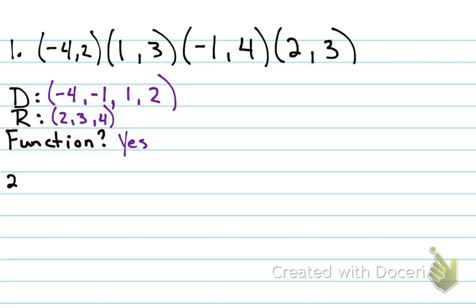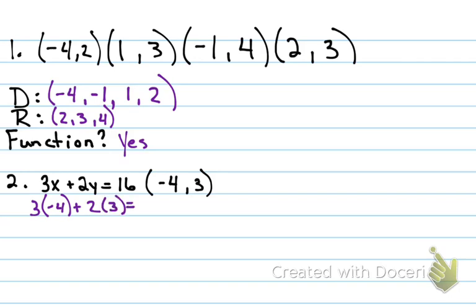All right, you also have 2 questions on your quiz where you're going to tell whether the ordered pair is a solution to the equation. That's exactly what the directions say. Tell whether the ordered pair is a solution to the equation. Okay, so where do I plug in -4? In for x. Where do I plug in 3? In for y. All right, so 3 times -4 plus 2 times 3 equals 16.